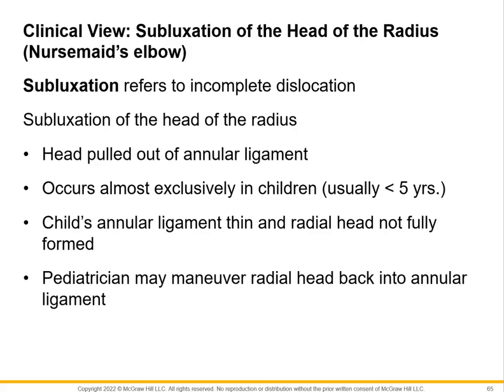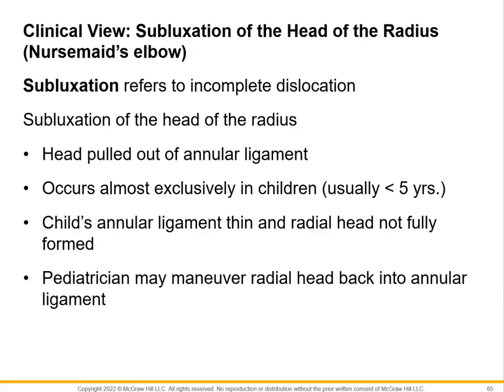This is also called nursemaid's elbow. Subluxation is an incomplete dislocation, and what happens in nursemaid's elbow is there's a subluxation of the head of the radius where the head is pulled out of the annular ligament. This occurs almost exclusively in children under 5 years of age, and it's because the child's annular ligament is thin and the radial head is not fully formed yet.